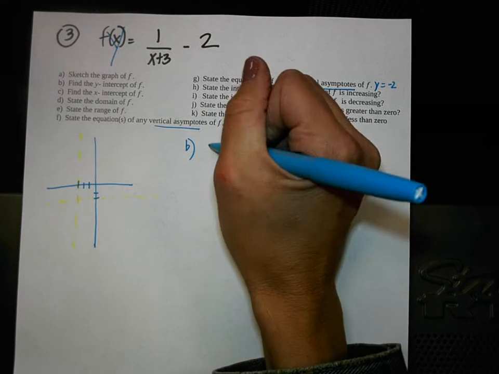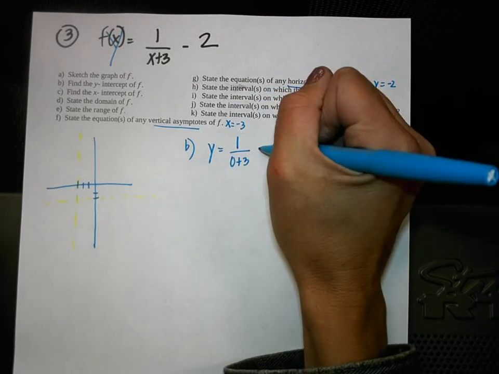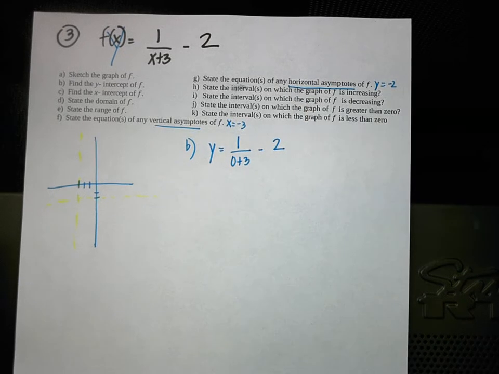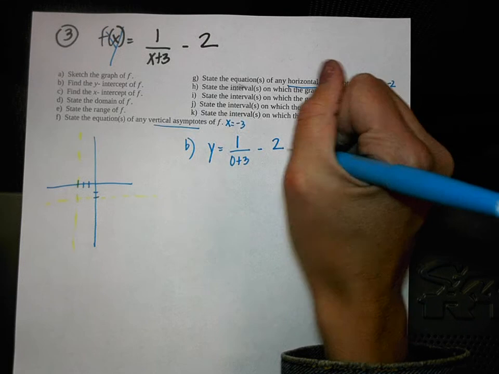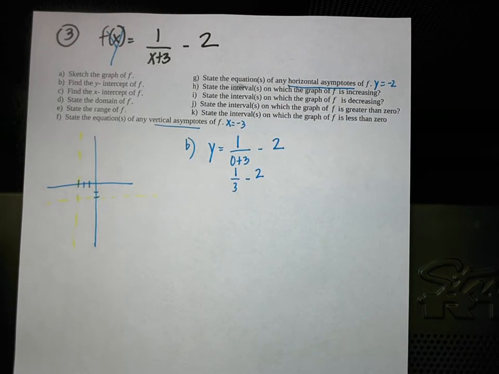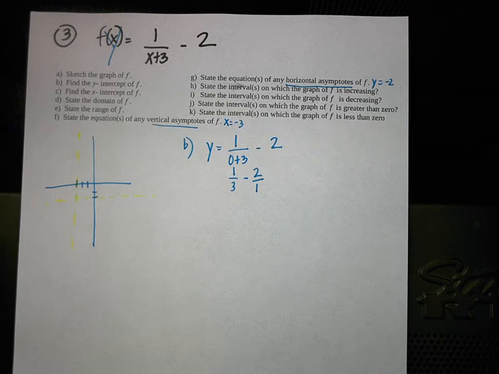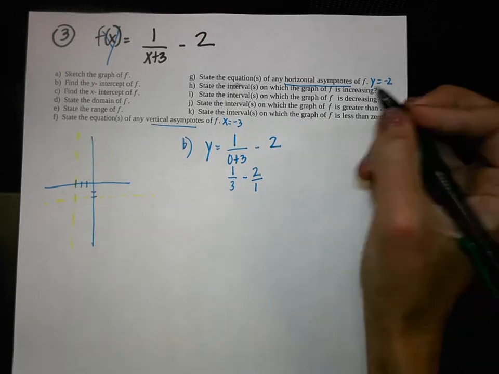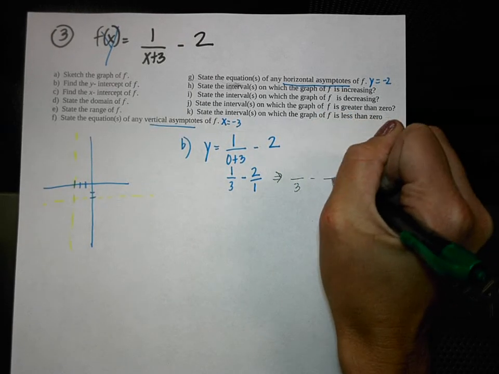So we would write that as y equals 1 over 0 plus 3, minus 2. 0 plus 3 is 3. And so we have 1/3 minus 2. When you're adding and subtracting fractions, we need to have common denominators. Right now the 2 really has a denominator of 1, correct? And so what would be my common denominator for this problem? 3. And so I'm going to end up rewriting this problem with denominators of 3.